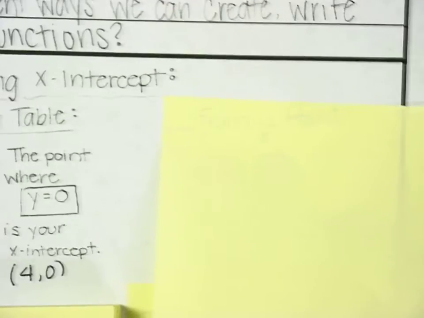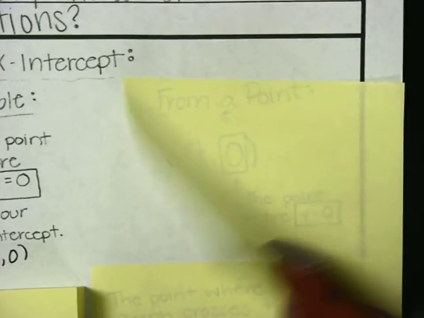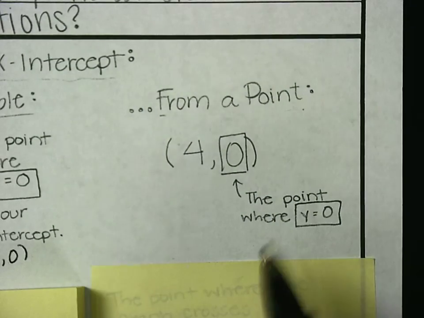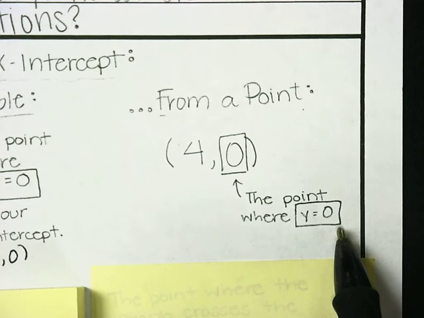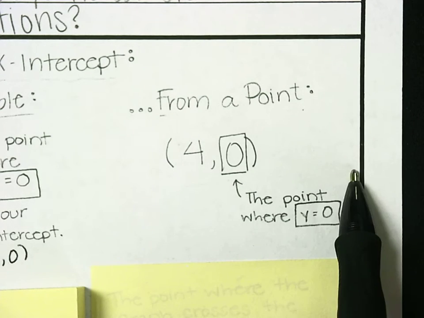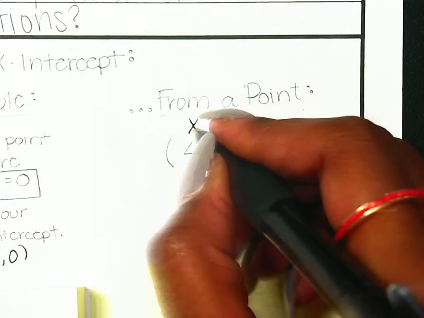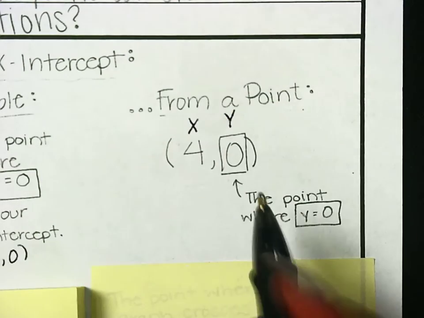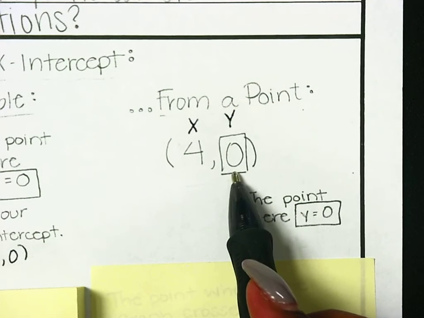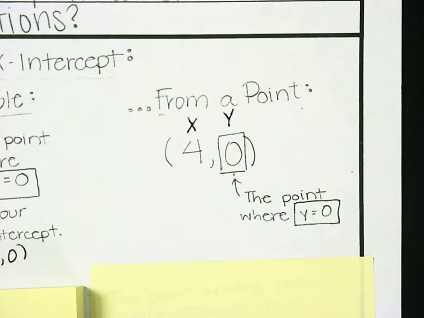Same thing when you're looking from a point. You're really looking for the point where y is equal to 0. So if you have ordered pairs listed out, label your points x and y. Wherever y is equal to 0, that's going to tell you your x-intercept.